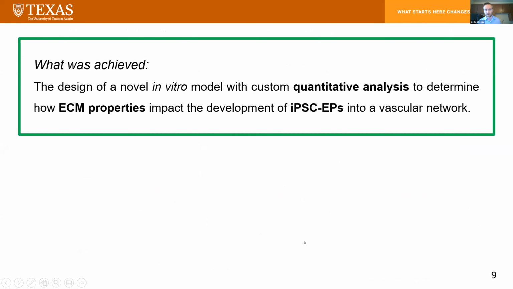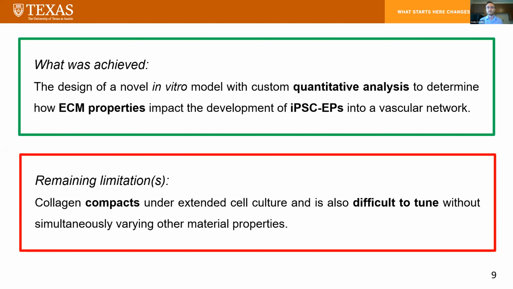So in Project 1, we were able to design this novel in vitro model that contained a custom quantitative analysis in ImageJ and MATLAB to look at how ECM properties, specifically matrix density, impacted the development of iPSC EPs into a vascular network. Now you'll notice I use a pretty primitive biomaterial, collagen by itself, and this really was our essential limitation, as we noted that collagen compacts under extended cell culture, and it's also extremely difficult to tune without simultaneously varying other material properties.